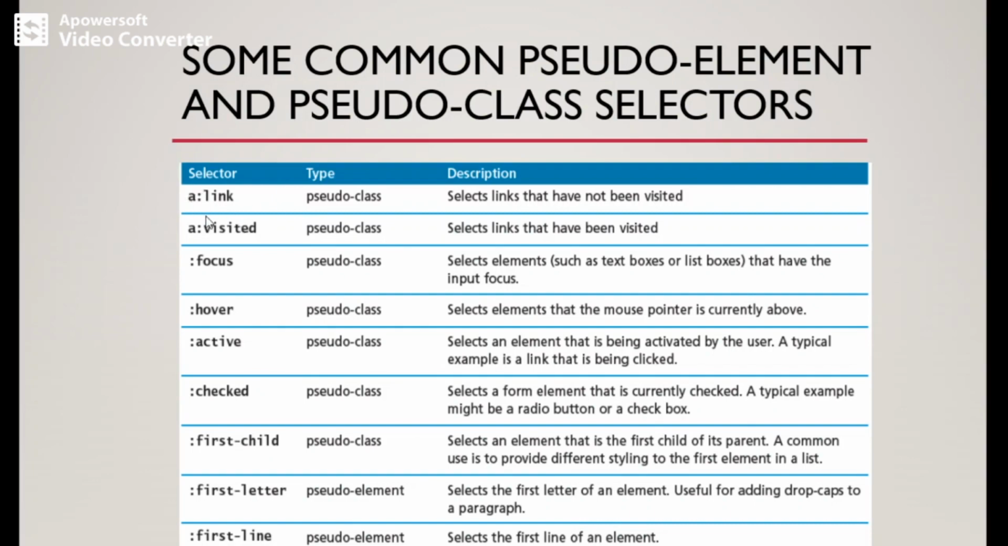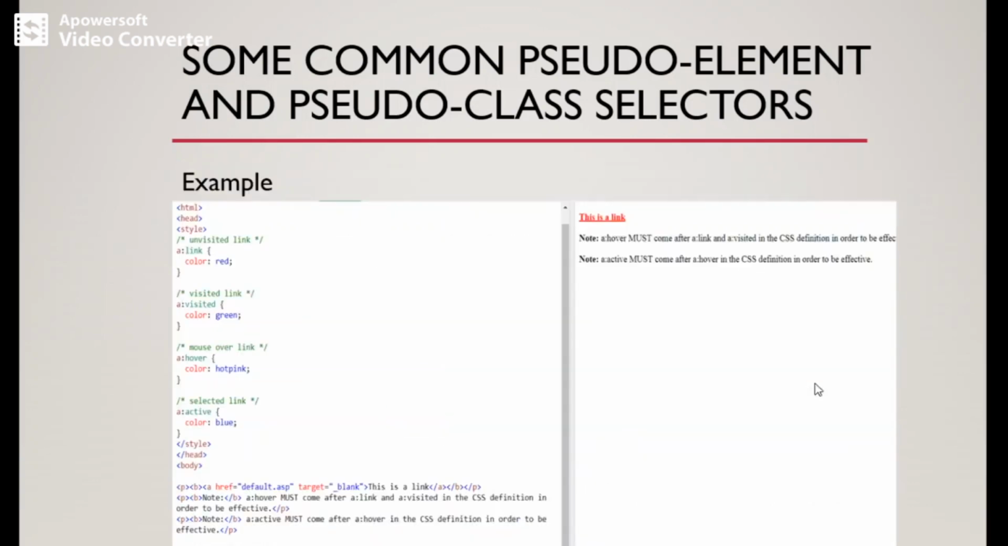Now, a colon link. This is your pseudo class selector. It selects links that have not been visited. A colon visited is a pseudo class selector that selects links that have been visited. Then the focus pseudo class selector selects elements that have the input focus. The hover pseudo class selector selects elements that the mouse pointer is currently above. Okay, then you can see the remaining ones.